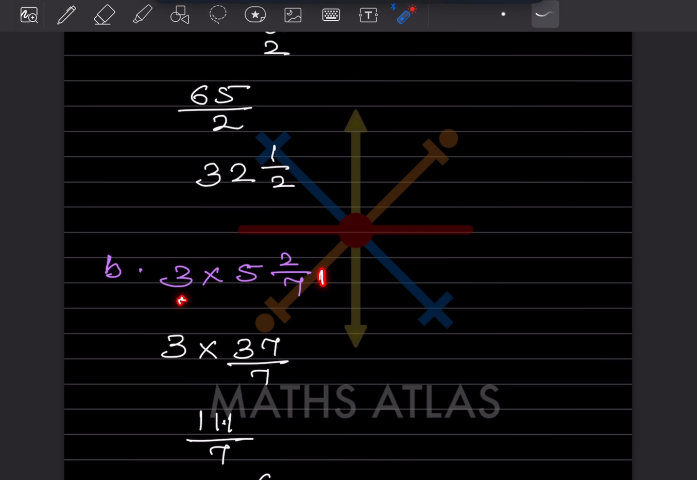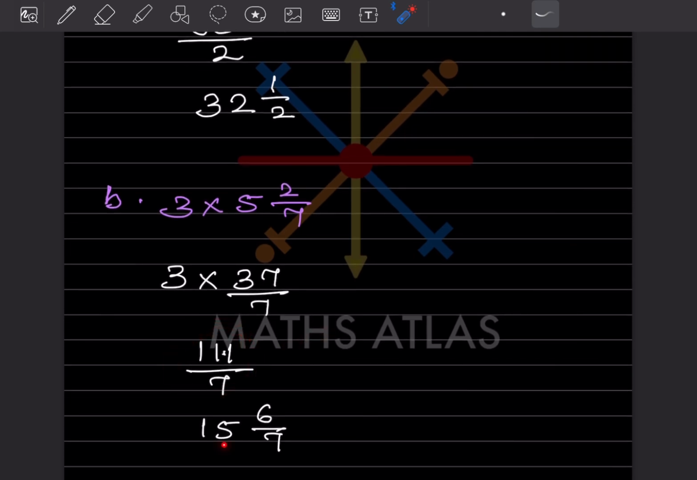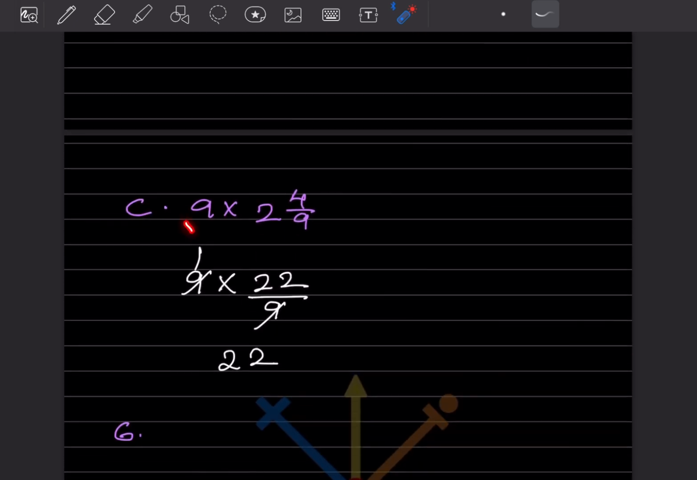Again here, this is the same. This is going to be 35 plus 2, 37 by 7. So here you cannot simplify it, then you have to multiply this. This is going to be 111 by 7. When you divide this, because this is improper, that is going to be 15 integers 6 by 7. Again here, this is the same. This is going to be 18. 18 plus 4, that is going to be 22 by 9. So this is going to be just 22.